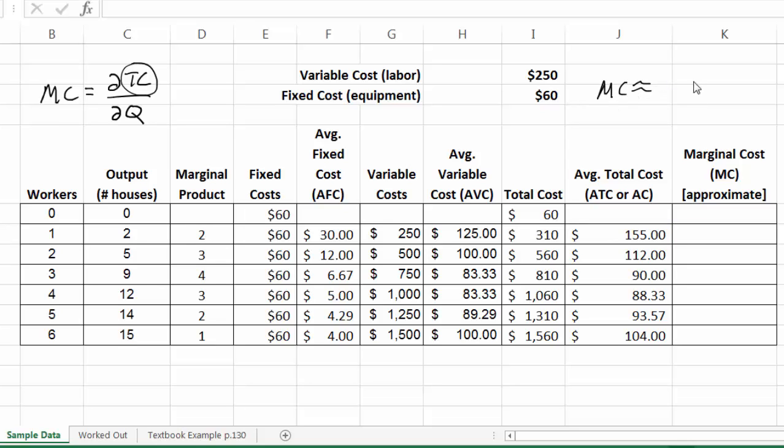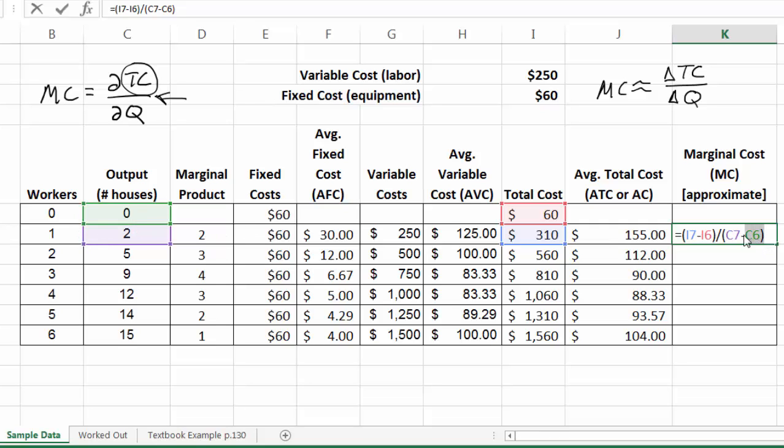Marginal cost is approximately equal to our observed change in total cost over our observed change in quantity. So how do we calculate that? That's going to be just a function of the change in total cost. So I'm back here in my total cost column. From this level of output minus the previous level is total cost, divided by the change in quantity, which of course we could just go back here to output and say this level of output minus the previous level of output.